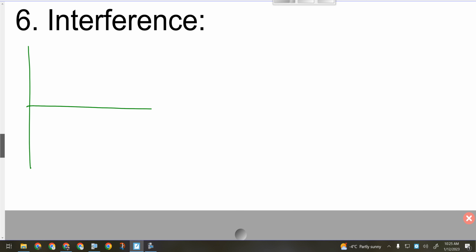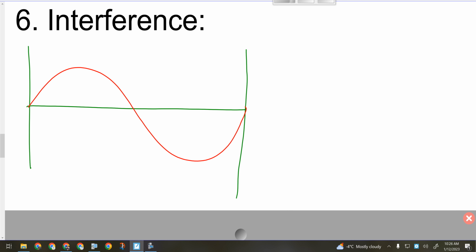Okay, I give you a diagram and I say, these two waves are occupying the same space at the same time in a medium. What type of interference is occurring, and draw the resulting shape of the medium. All right, what kind of interference is occurring?